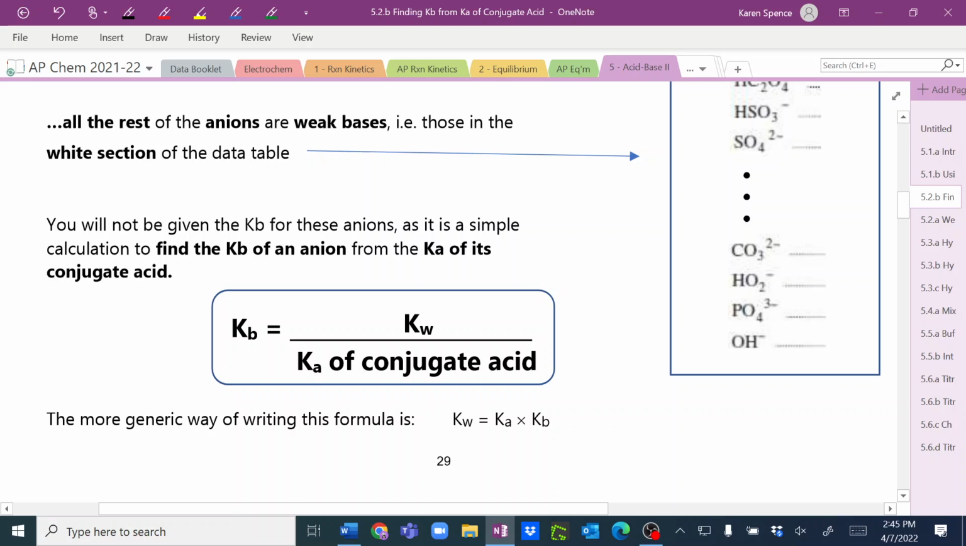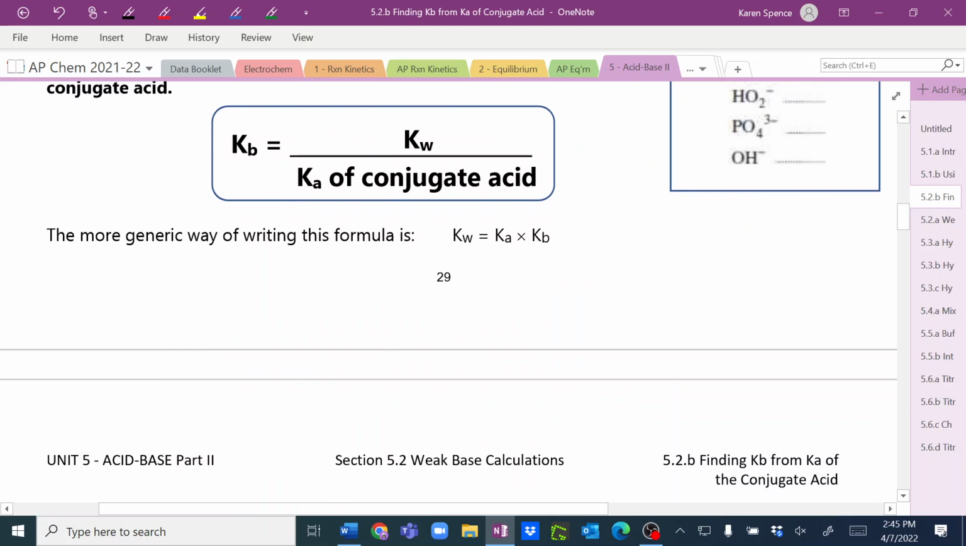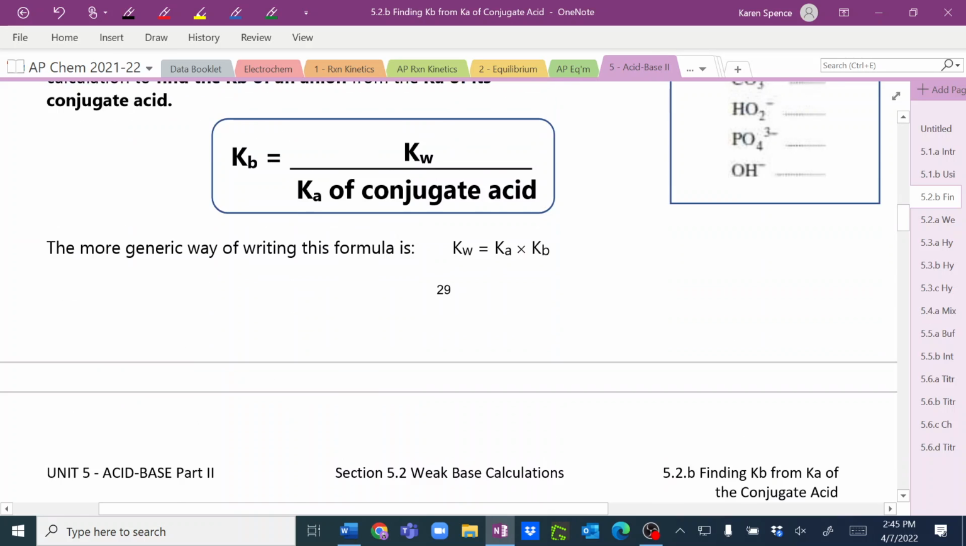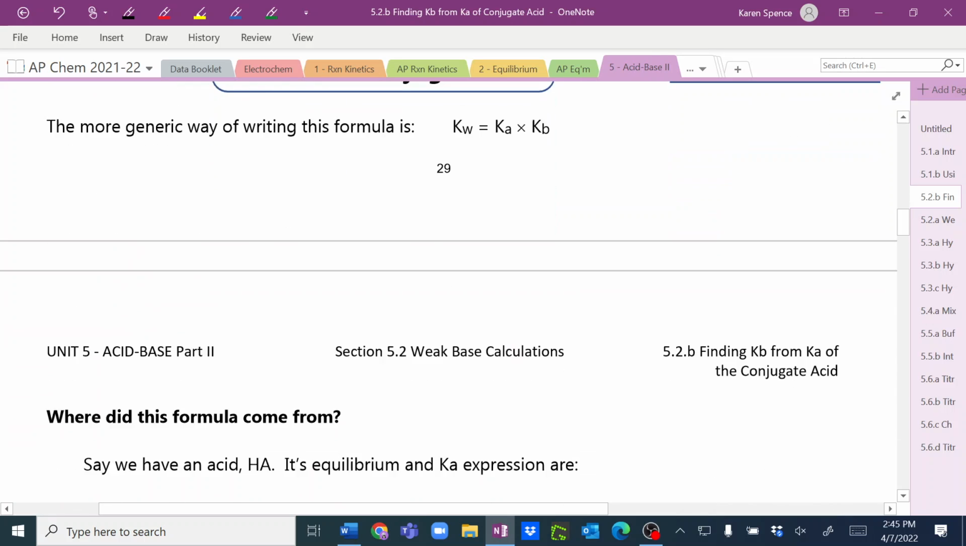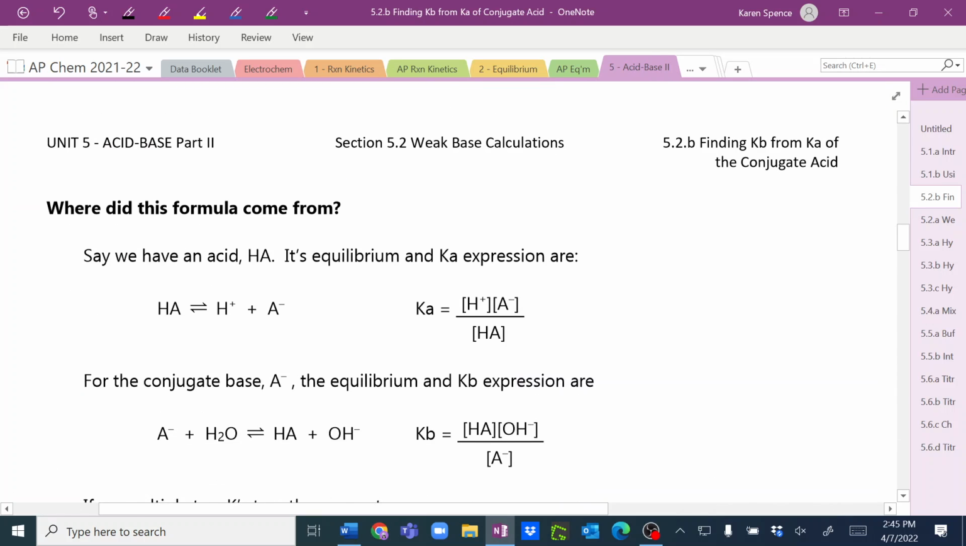I forget, did I prove this on the next page or did I just go on with it? Oh yeah, so where did this formula come from? Do you care where this formula came from? I don't know. We'll go through it really quickly, okay?